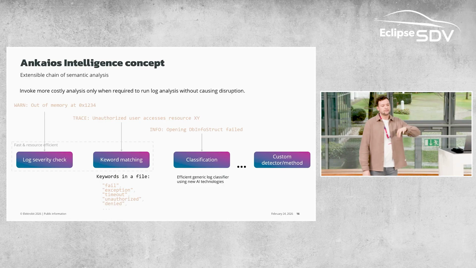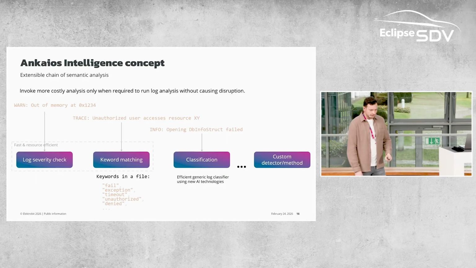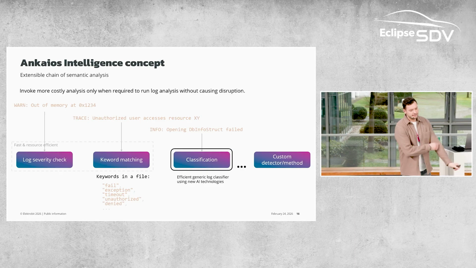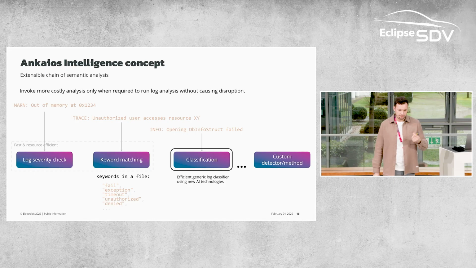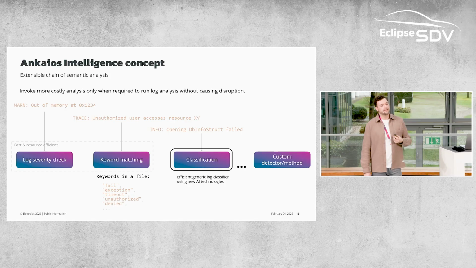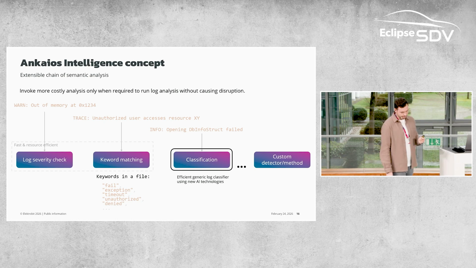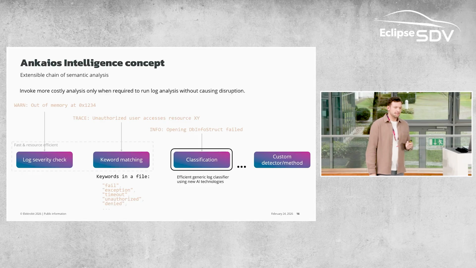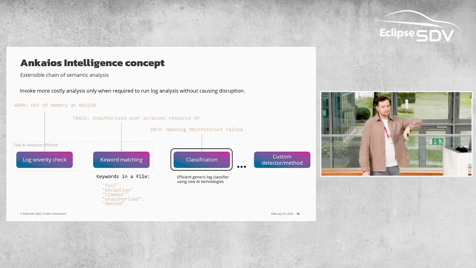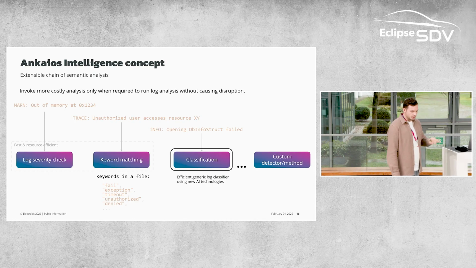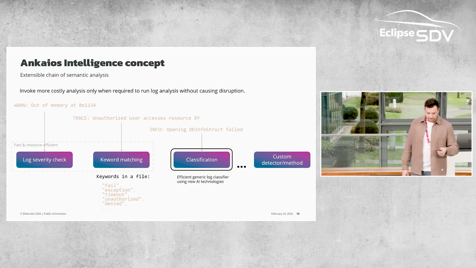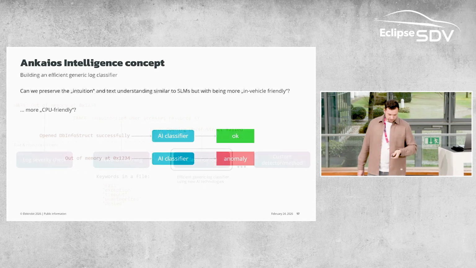But I don't want to focus on the easy ones like log severity check. I want to show you a concept that has more intuition to find out some anomalous log lines. And I want to show you how to build an efficient generic log classifier using some newer AI concepts that might be suitable for the embedded platform inside the vehicle. And with this, I mean, forget the things you train specifically for each application and for a specific log format. This should be somehow independent and better with new AI concepts. And let's take a look at it.